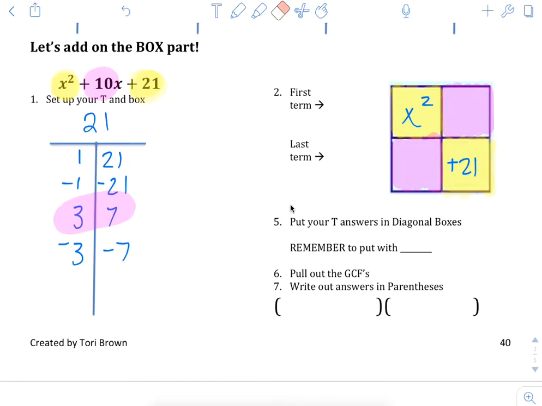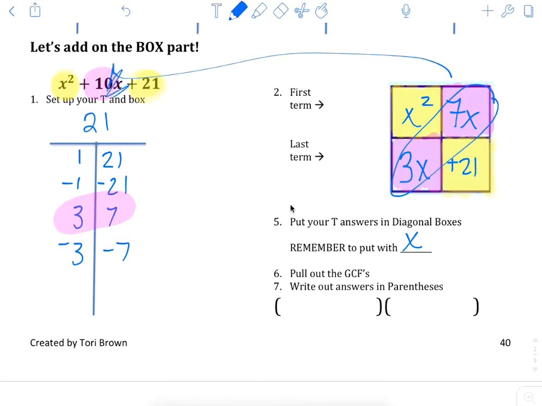I can't put 10x in there because 10x is a combination. It's combining like terms. So instead, what I'm going to do is put my T answers in the diagonal. So I'm going to have a 3 and a 7, but I've got to make sure that I put them with an x, because you have to have 3x plus 7x to combine and make that 10x. Are you with me? Okay.